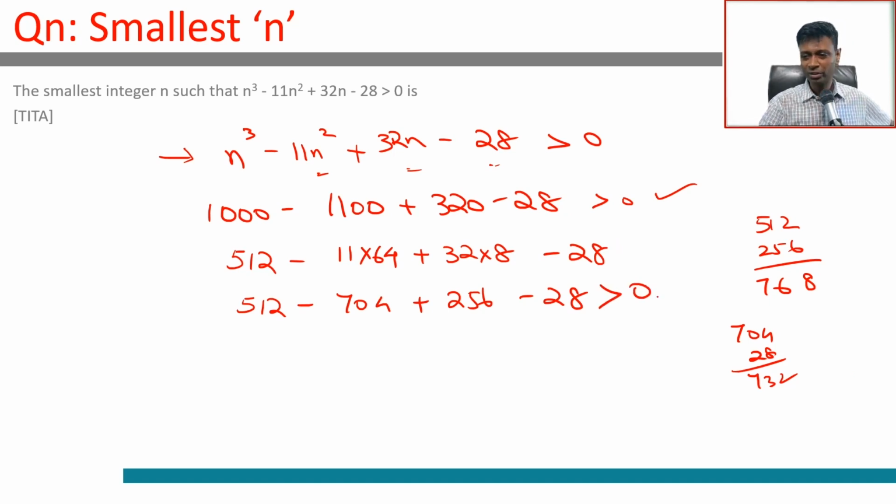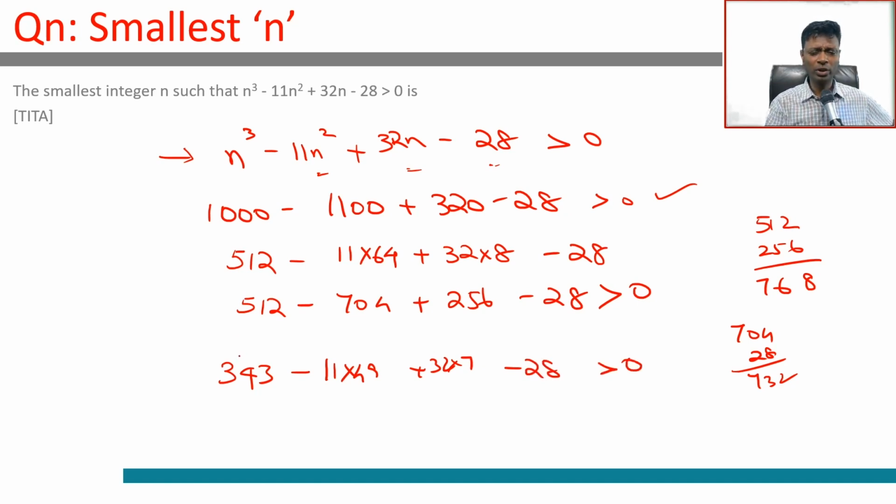So 8 works, and it is this close. The more dominant n cube is, larger numbers should be higher. 8 works, and 8 is this close, so 7 probably won't work. Let's check it out any which way. So 343 minus 11 into 49 plus 32 into 7 minus 28 greater than 0. Is this true?